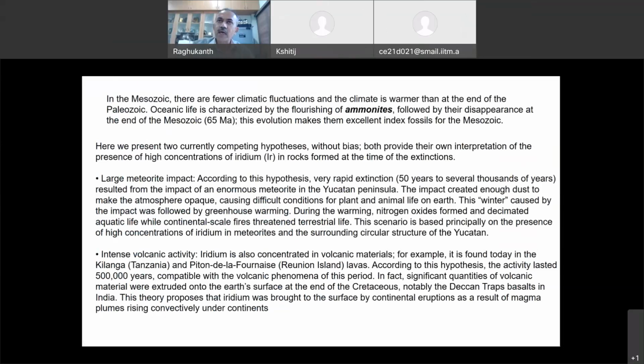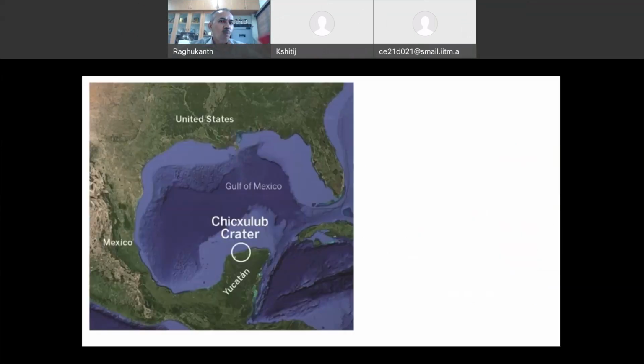So where this impact occurred, any of you have an idea where this meteorite impact which wiped out the dinosaurs was? Or any of you have any idea? So where was this meteorite impact which wiped out the dinosaurs? So that is near. You can see this, read this place. Chicxulub crater actually. It is in the Gulf of Mexico, somewhere in this Yucatan Peninsula.